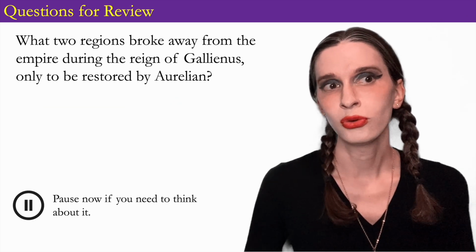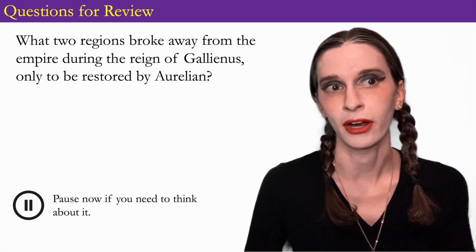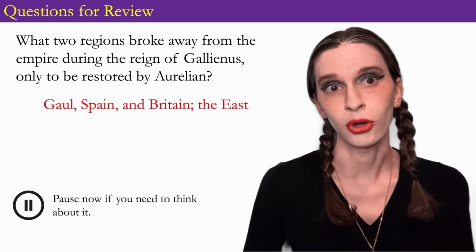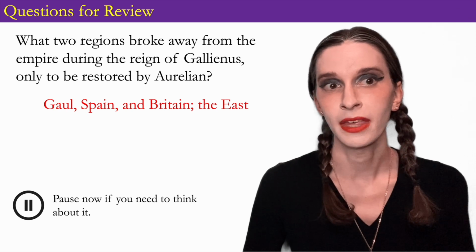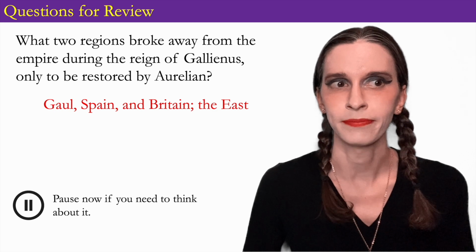Next, what two regions broke away from the empire during the reign of Gallienus, only to be restored by Aurelian? The two regions were Gaul, Spain, and Britain, also known as the Gallic Empire, and the East, which was ruled briefly by Zenobia. Aurelian, the restitutor orbis, brought them back into the fold.